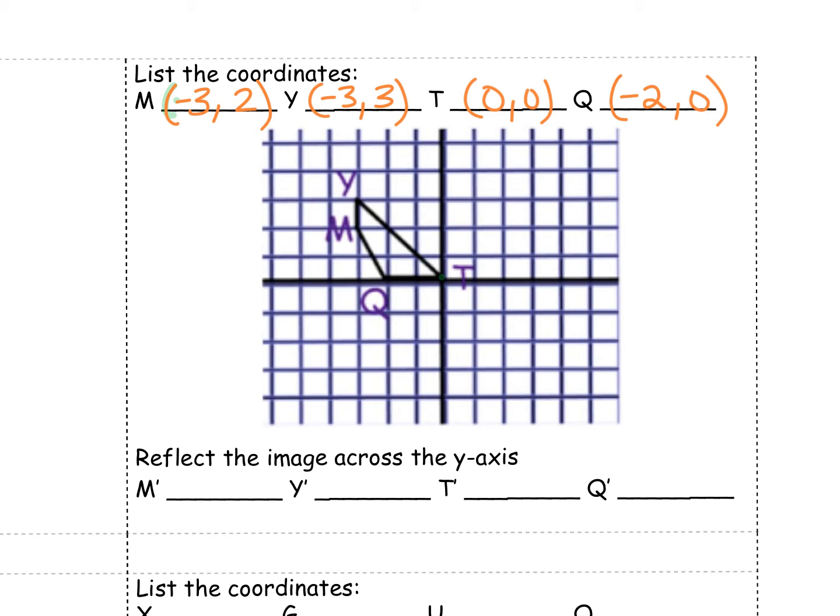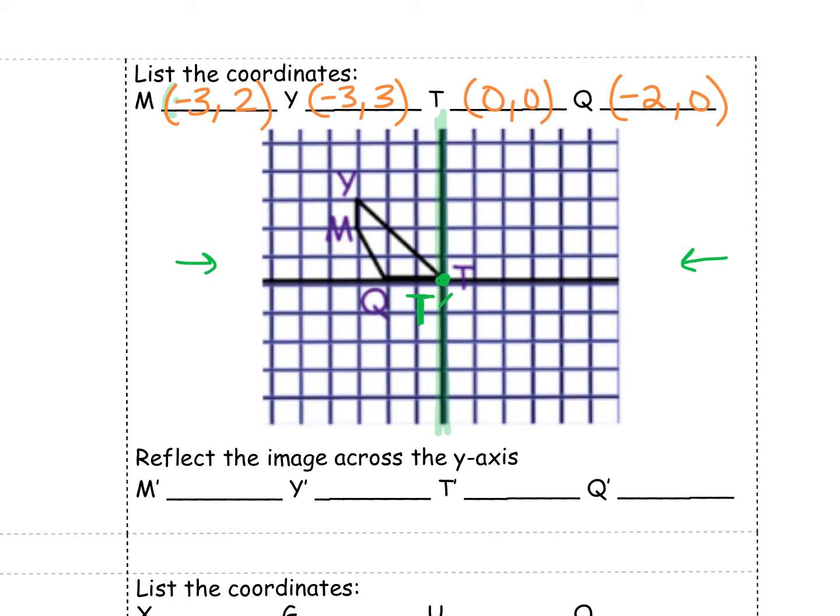Now it's asking me to reflect across the y-axis. So when I think about that, I like to highlight what I'm reflecting over. So here's my y-axis, it's running up and down. And just like a mirror image, I have to take my image from this side and flip it over my highlighted line to the other. The cool thing is anything that falls on that line will stay the same. So right here at the origin is still going to be my T. But remember, now we call it T prime.